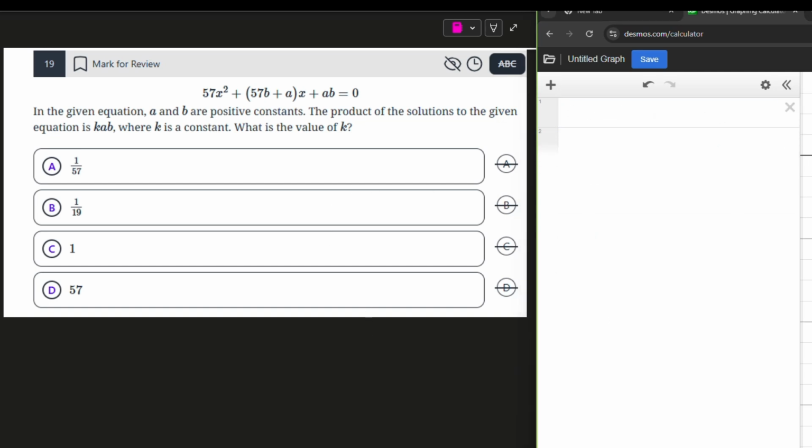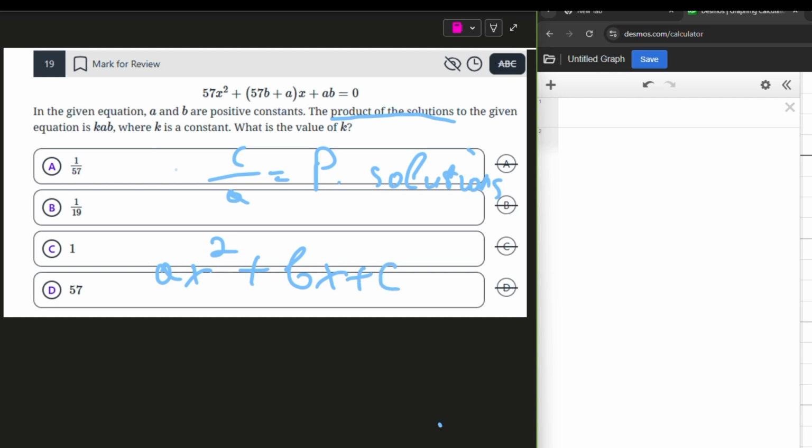Now, the cool features of Desmos do not end there. First of all, we need to look for the product of the solutions, and we have a formula which is c over a. It means the product of solutions. And how I got this c over a is basically again from this equation formula, ax squared plus bx plus c, and I got them from here. a is to the left of x squared, b is to the left of x, and c is just anything that is left. And in this case, a will be 57, b will be this part, and c will be this part. And we are told that the product is kab.